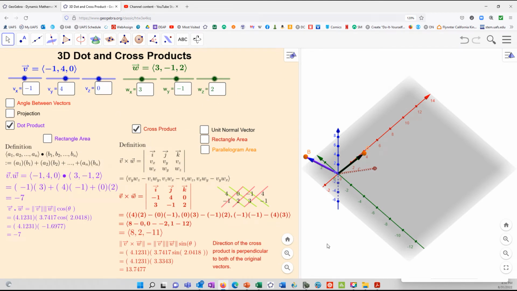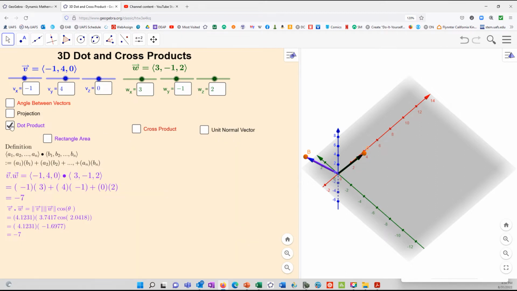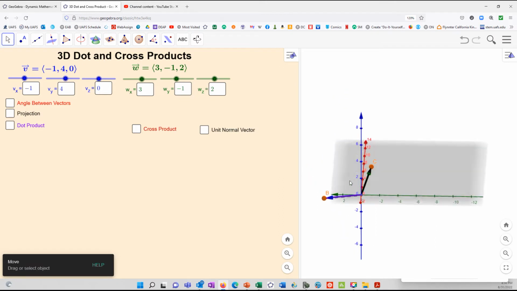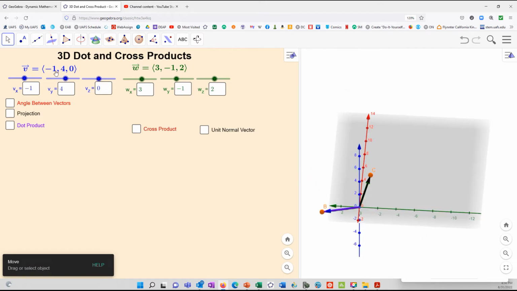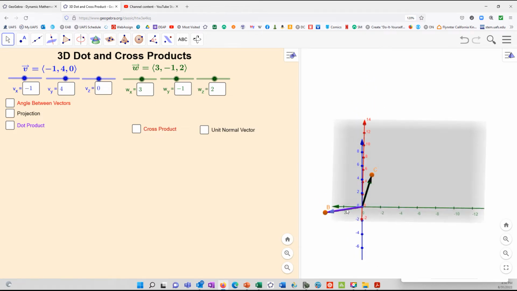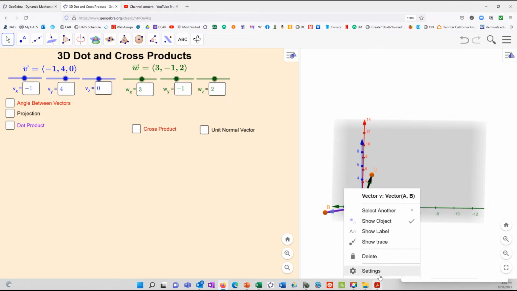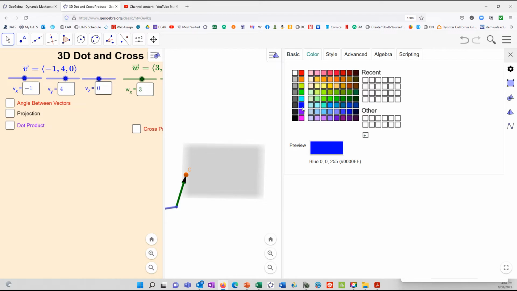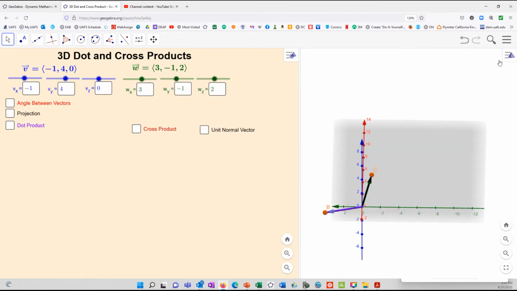Now let's actually look at what's going on here in the program a little bit. So let's get rid of everything first of all except for the two vectors. And so those are the two vectors. Negative 1, 4, 0, that one's actually down in the XY plane, down here, and it should be blue. Let me turn it back blue again. I'm not sure how the color got changed, but it's supposed to be blue.